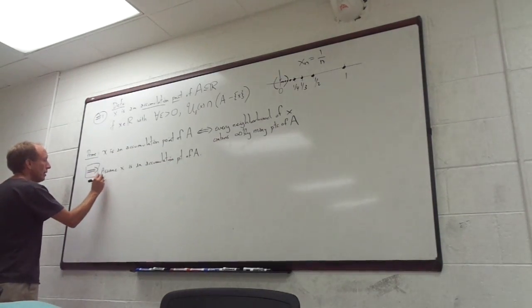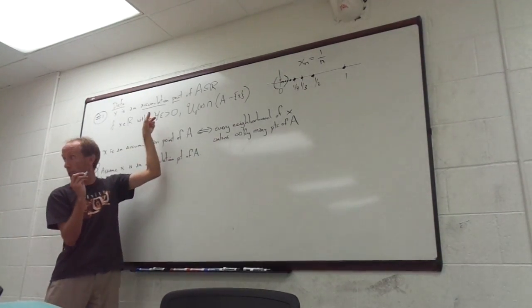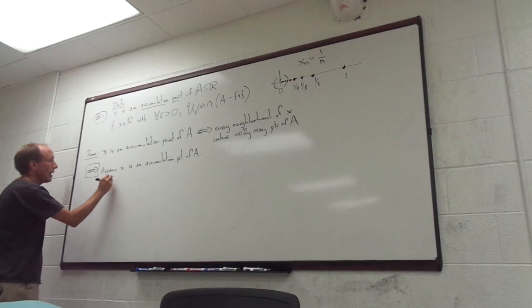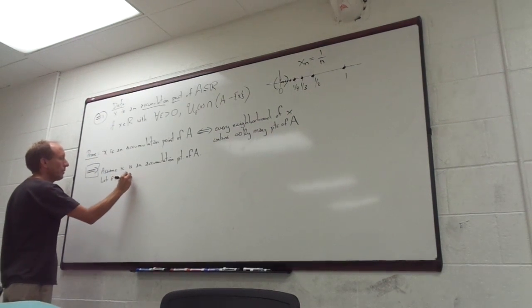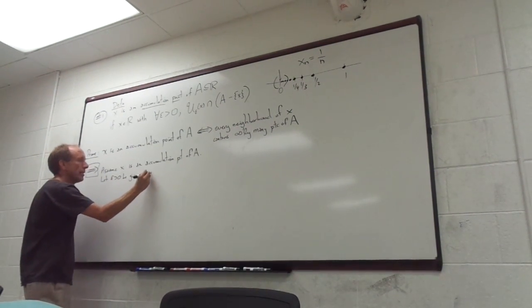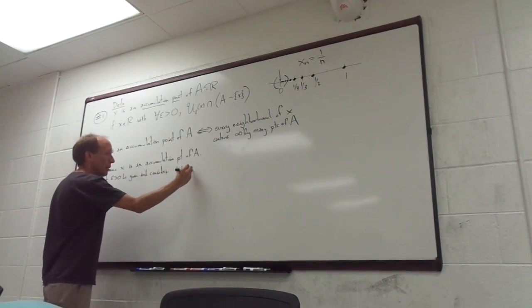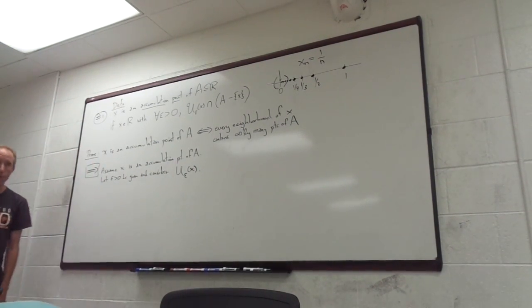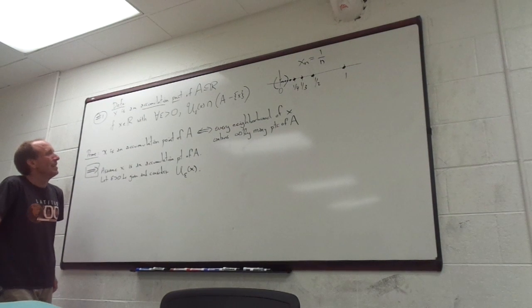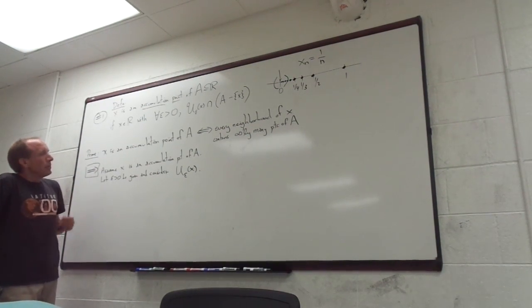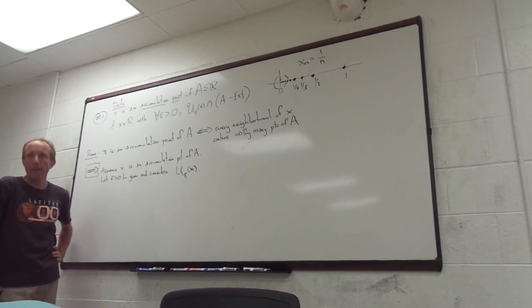Okay, so every neighborhood is indexed by an epsilon, right? So I'm just going to say, let epsilon greater than 0 be given. And consider, it's the usual way we write this up, consider this neighborhood around x of radius epsilon. Okay, so far so good. We have to show that that neighborhood contains infinitely many points of A.